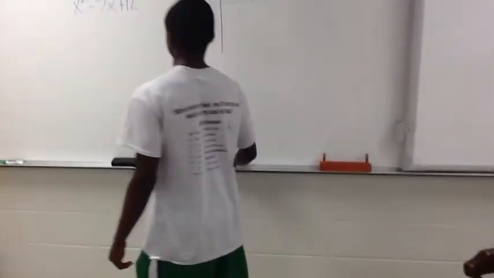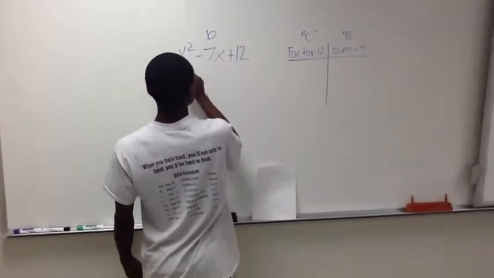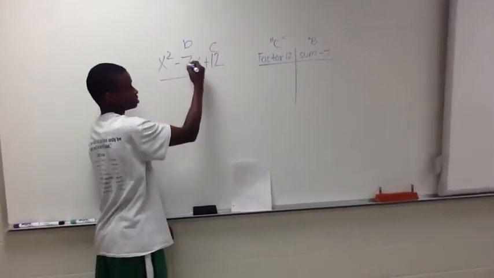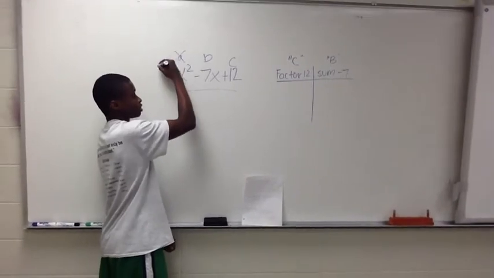Thanks, Rachel. Now we'll learn the T-chart method. In the T-chart method, you have a trinomial like this one, and this right here is called B, and this would be C. This would be the A, but we don't use the A in this one because this is not the AC method.